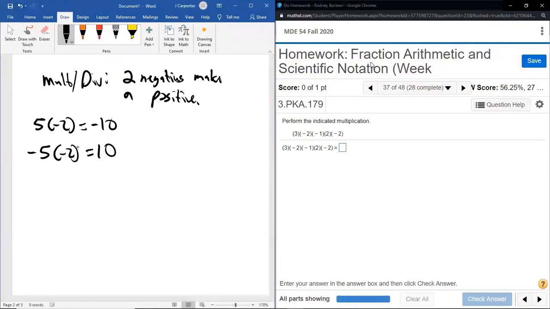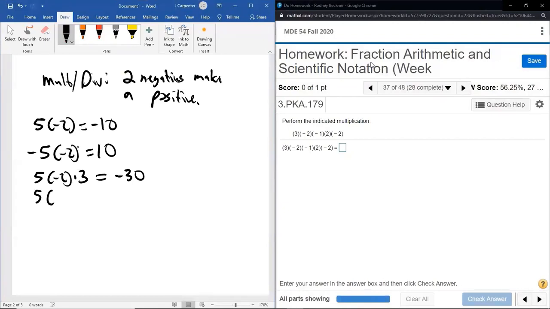Now this works with bigger products. If I have 5 times negative 2 times 3, 5 times the negative 2 is negative 10, then the negative 10 times 3 is negative 30. Some people will just say if they have an even number of negatives, the answer is positive. If they have an odd number of negatives, the answer is negative.